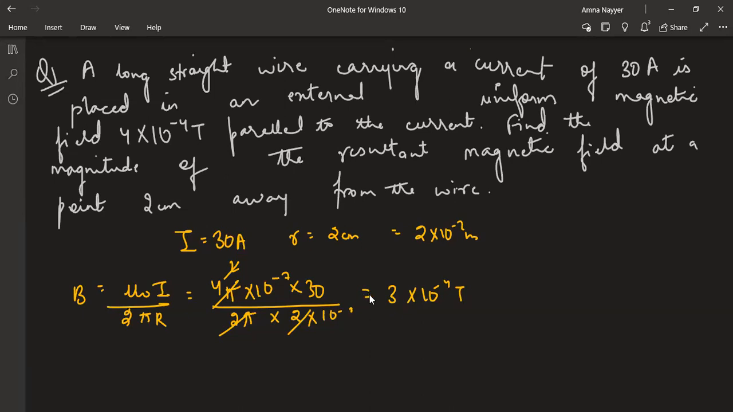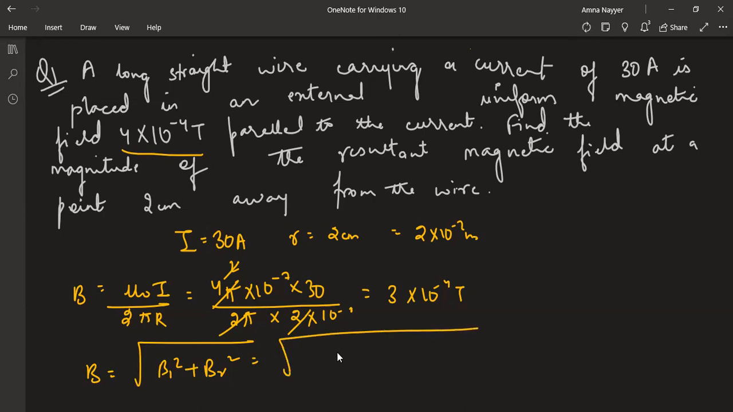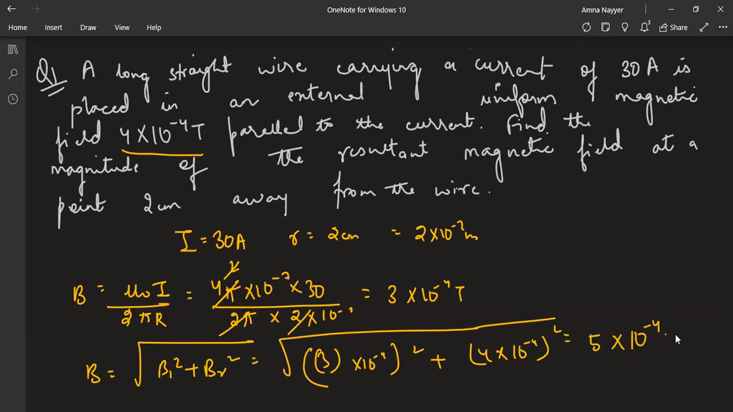So see, this field will act perpendicular to the external field, which is given as 4 into 10 to the power minus 4. If both are acting perpendicularly, the net field will be under root B1 square plus B2 square. That will make it under root 3 into 10 to the power minus 4 whole square plus 4 into 10 to the power minus 4 whole square. That becomes a Pythagorean triplet, so we can directly write 5 into 10 to the power minus 4 Tesla as the answer. Note it down. Some more questions we'll discuss then.